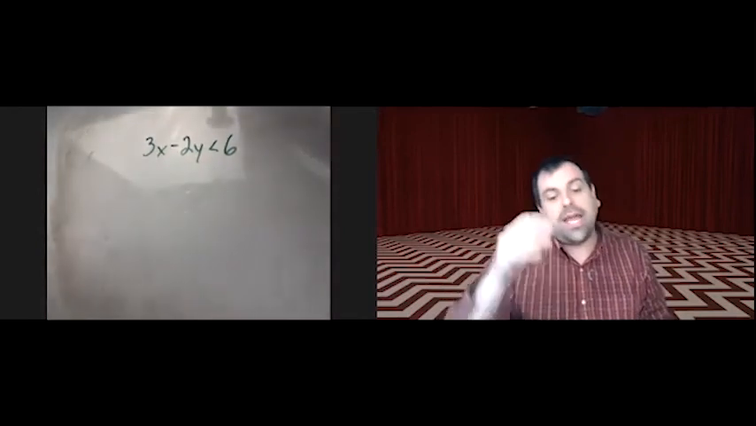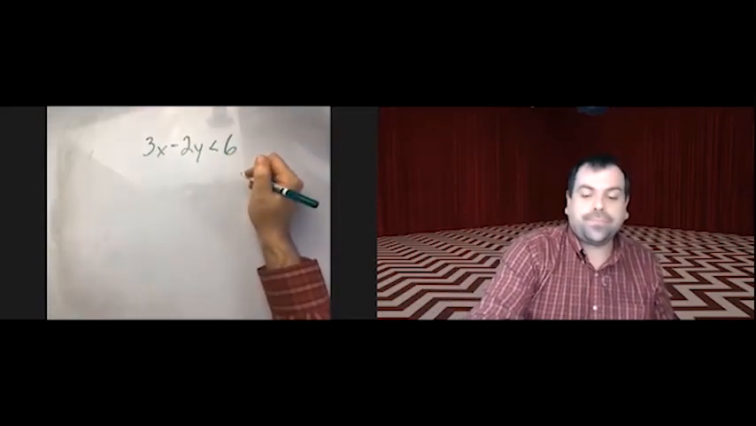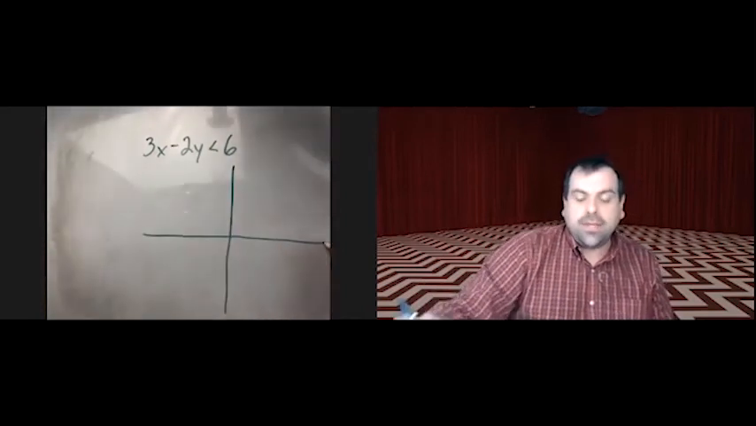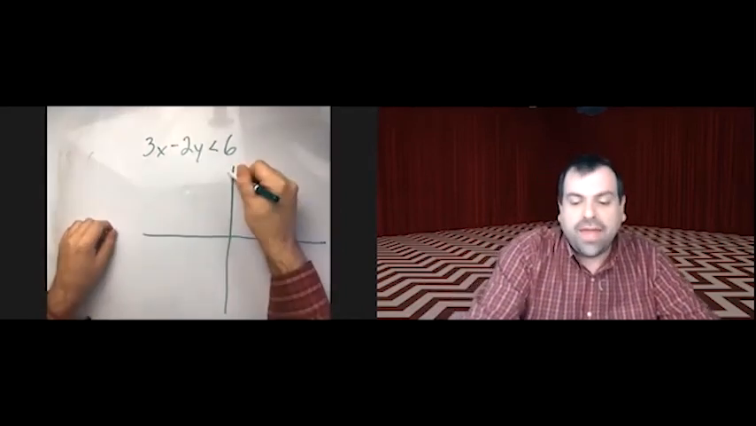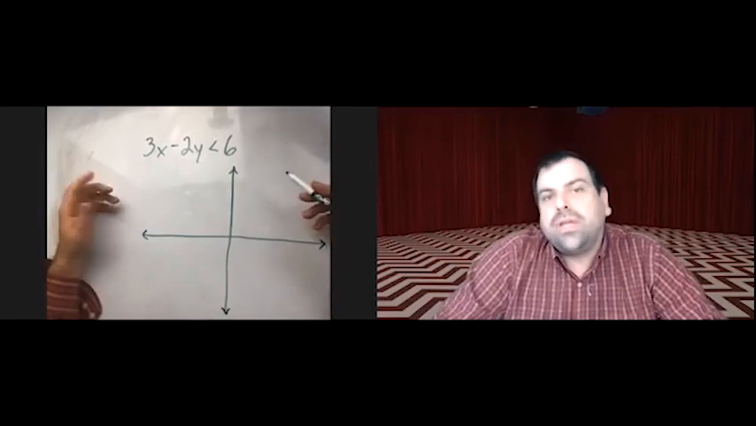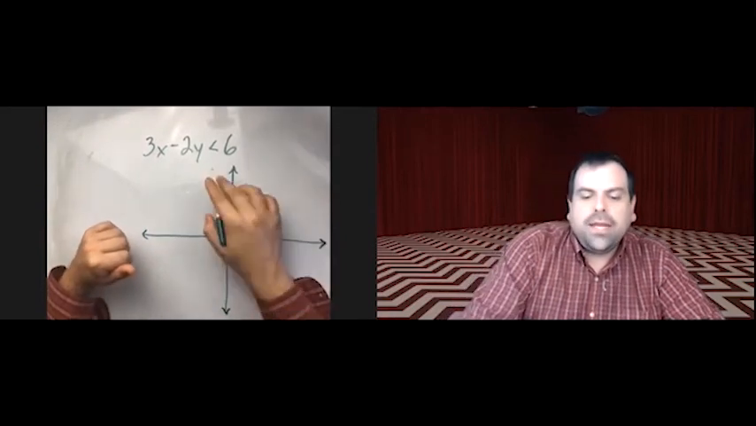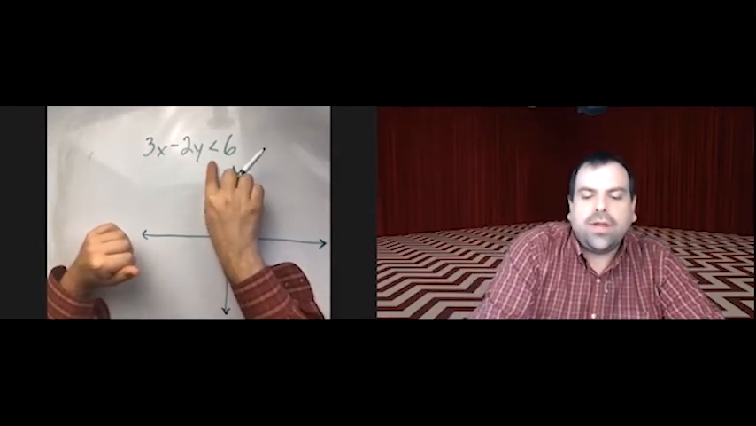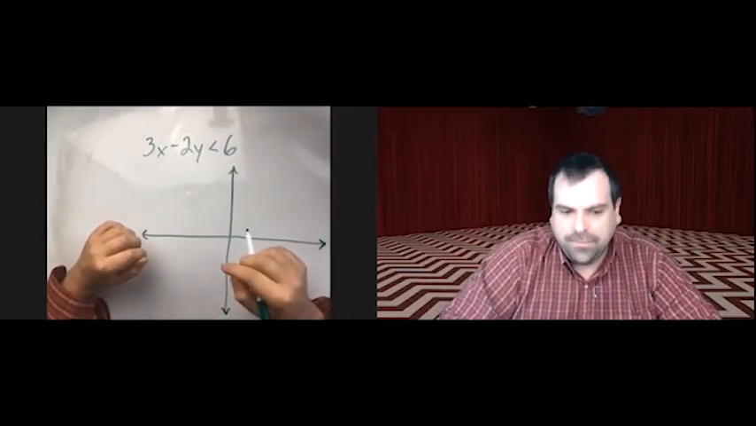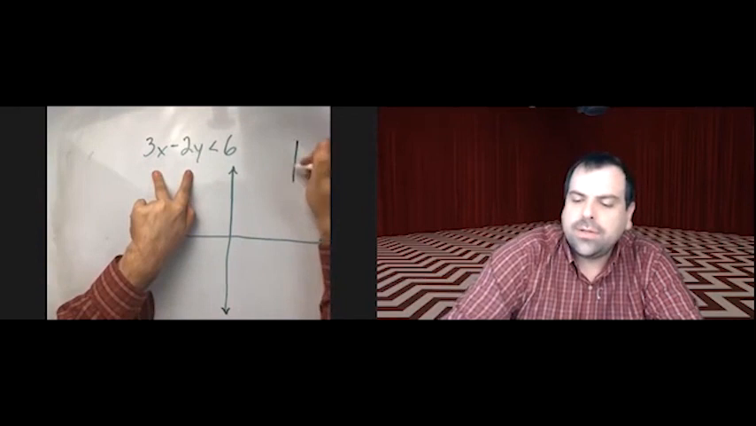So let's say we had 3x minus 2y is less than 6. Well, we'd pretend that we have 3x minus 2y is equal to 6, and we would graph that first. If the "or equal to" was there, we would use a solid line. But here, where there is no equal to, it's just less than, we're going to use a dashed line. So 3x minus 2y equals 6.